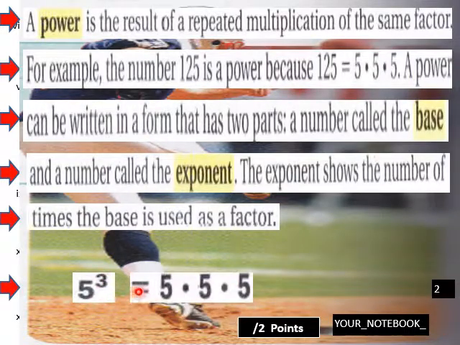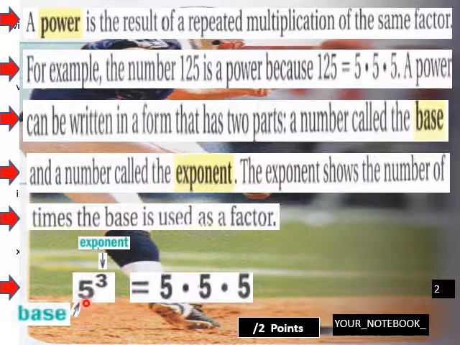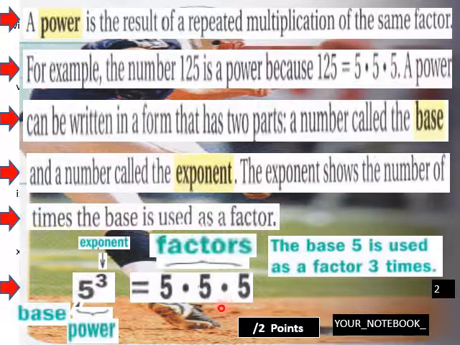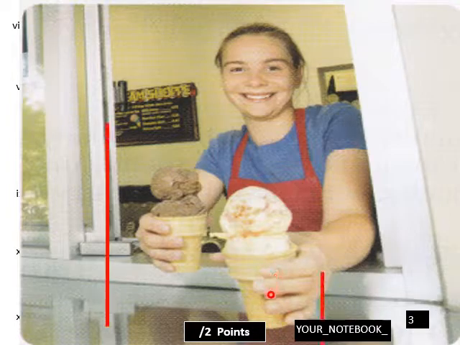So 5 to the third power is the same thing as 5 times 5 times 5. So you multiply 5 times itself 3 times. And that would be the exponent right here, your 3. And then the base would be your 5. And then the whole thing is a power. So this whole thing is called a power. And then here are your factors: 5 times 5 times 5. The base 5 is used as a factor 3 times. So that is a breakdown of an exponent.